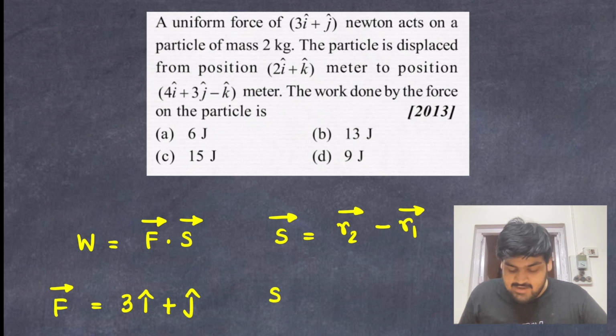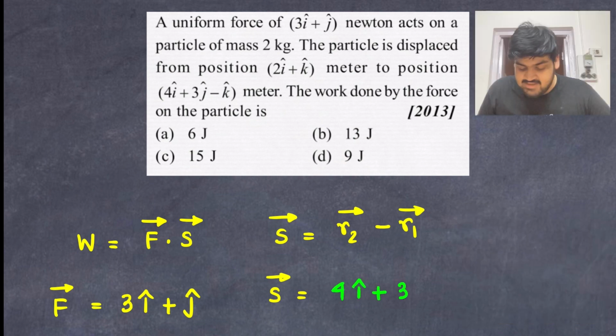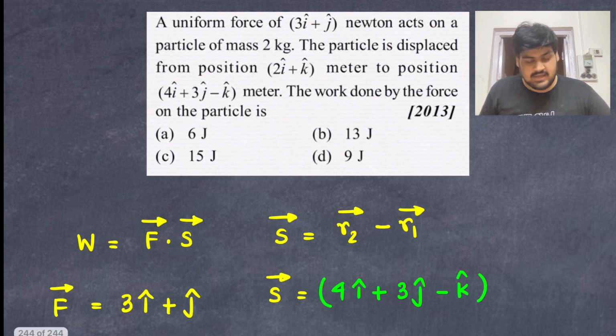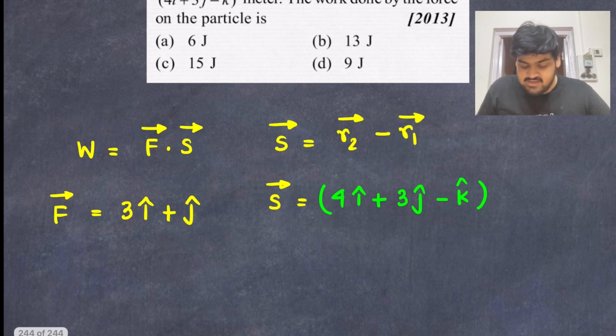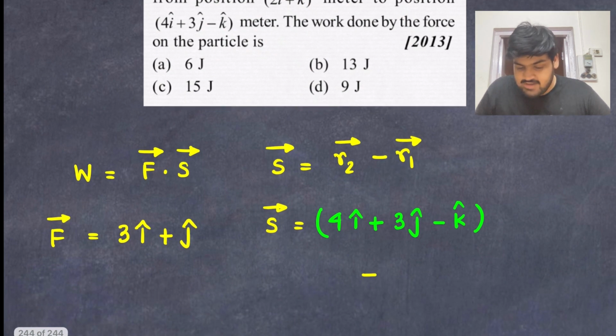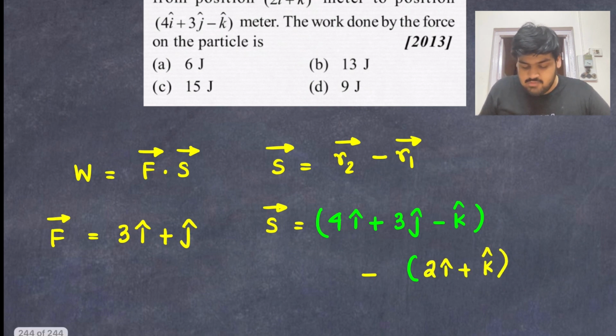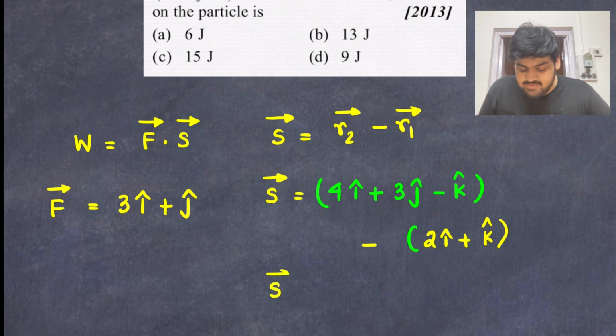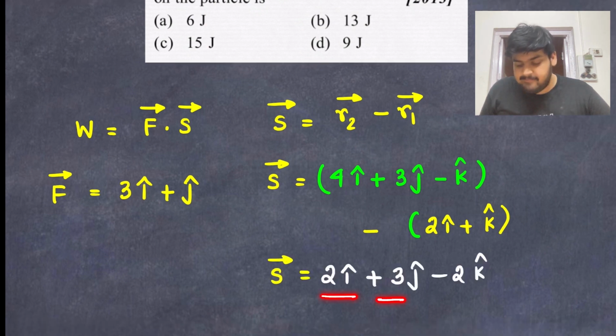So what is the final position vector? Final position vector is nothing but 4i cap plus 3j cap minus k cap, right? And the initial position vector is given in the question to be 2i cap plus k cap, right? So that means minus of 2i cap plus k cap. So over here if you solve this, we will get that displacement vector comes out to be 2i cap plus 3j cap minus 2k cap.